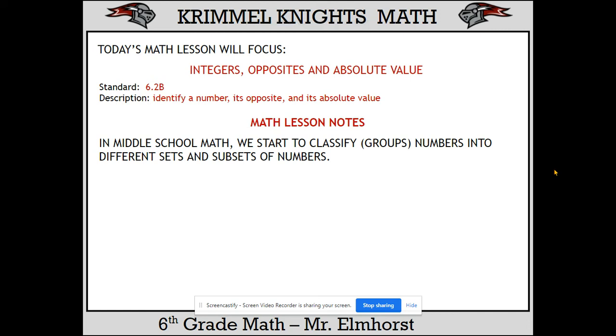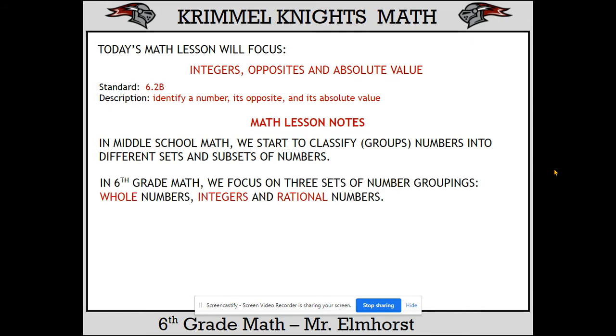Okay, this is Mr. Elmhorst with a sixth grade math lesson. We're going to take a look at integers, opposites, and absolute value. So for the first part, just a quick recap from yesterday.